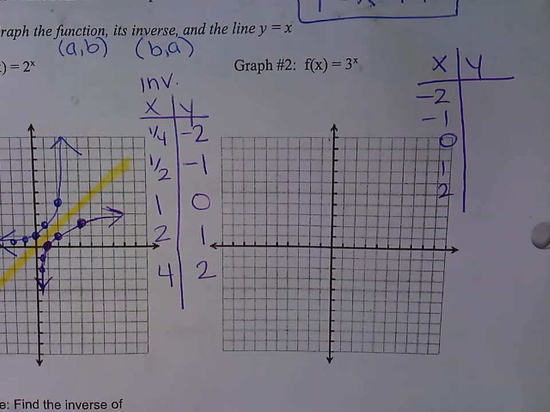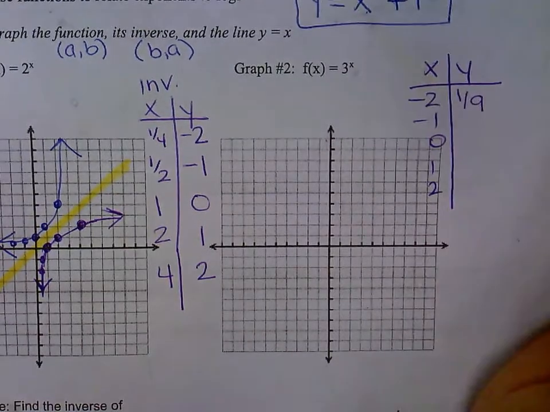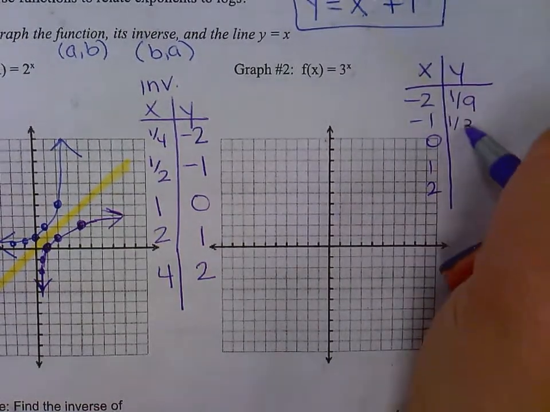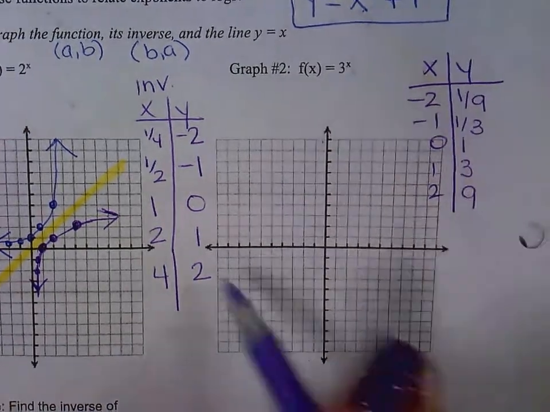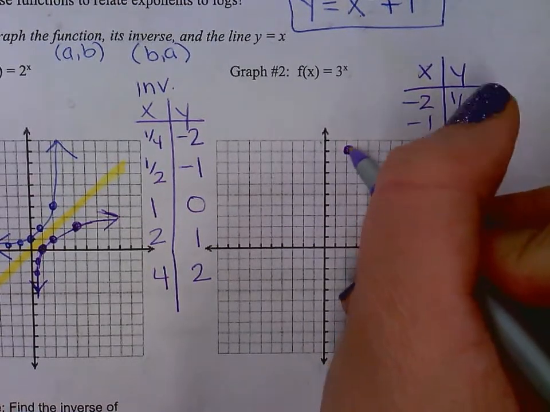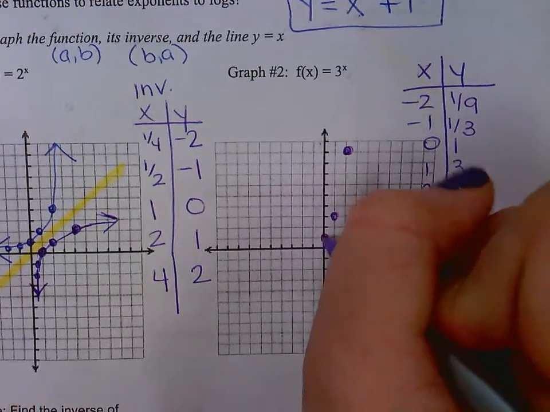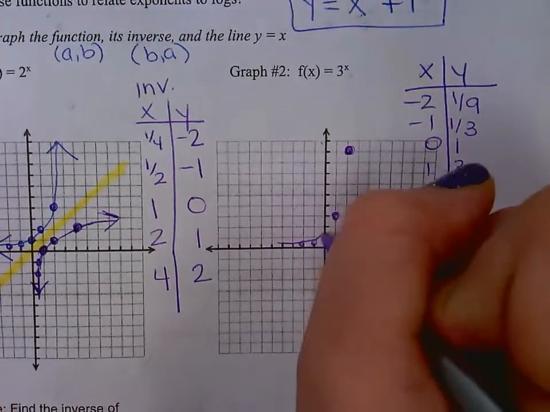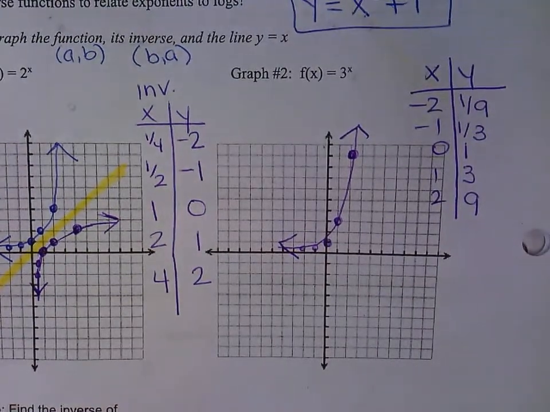Let's see. 3 to the negative 2 would be 1/9, right? Because I'm squaring it, flipping it, and then 1/3, and then 1, 3, and 9, right? So it looks almost the same, but it's a little bit steeper than the one we just did. Because I get all the way up to 2, 9 on this one. 1, 3, 0, 1, 1/3, 1, 9. So here's my parent function of 3 to the x, and it has an asymptote at y equals 0. So when I flip all of these points, I'm going to get my log function right here.